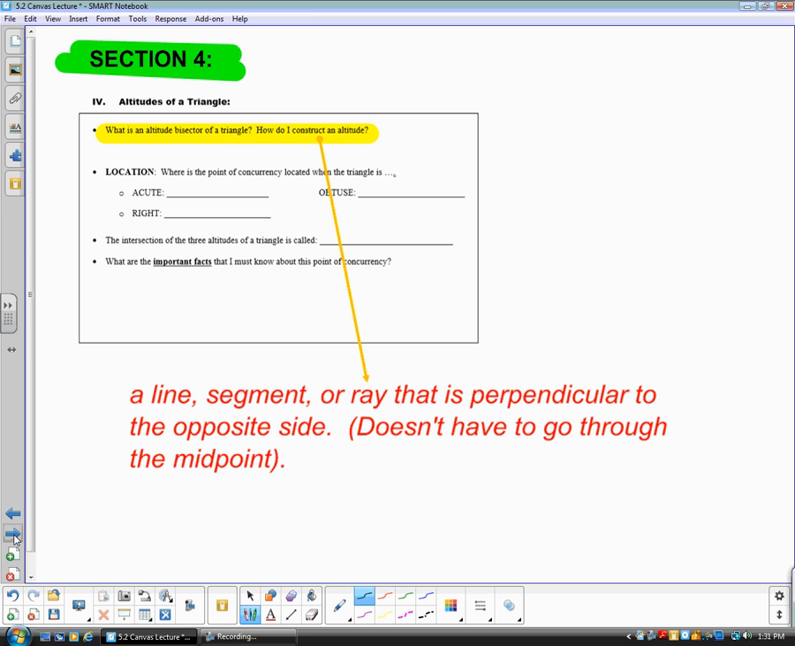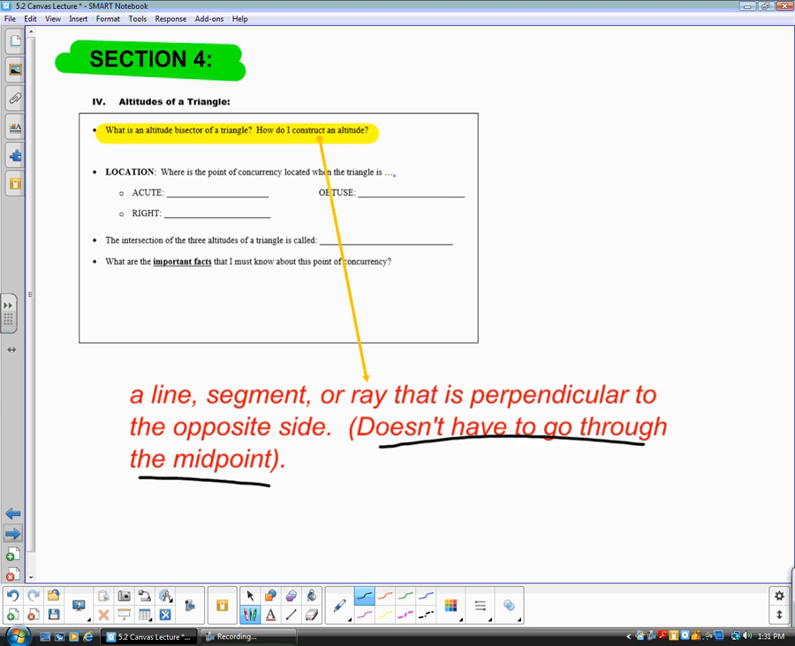Section 4 talks about altitudes of a triangle. Again, what is an altitude? An altitude is a line segment or ray that is perpendicular to the opposite side. One thing a lot of kids will struggle with is they get the perpendicular bisector and an altitude mixed up. An altitude does not have to go through the midpoint. We're going to see an example in just a minute.